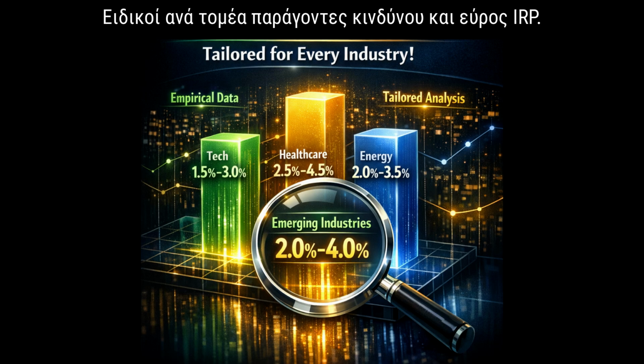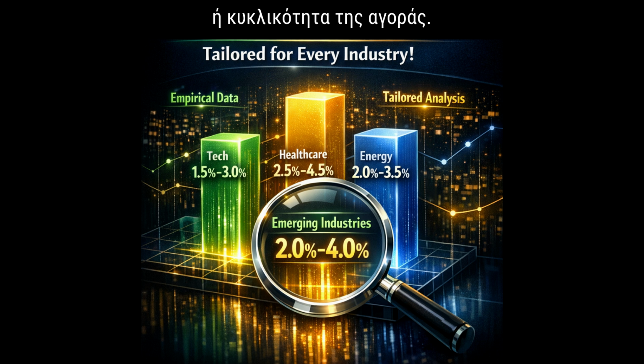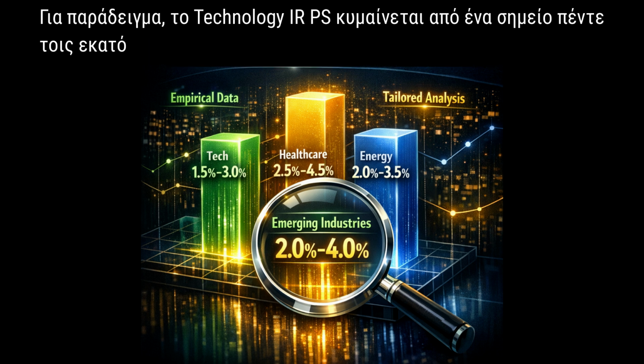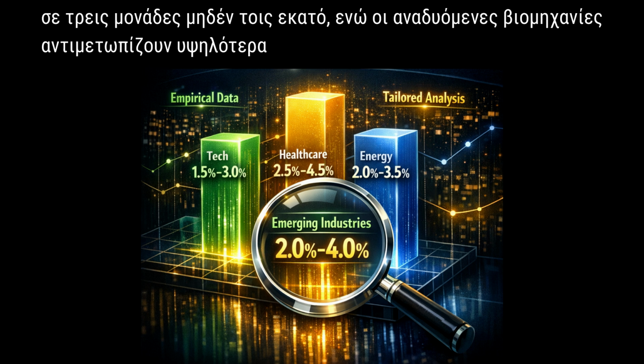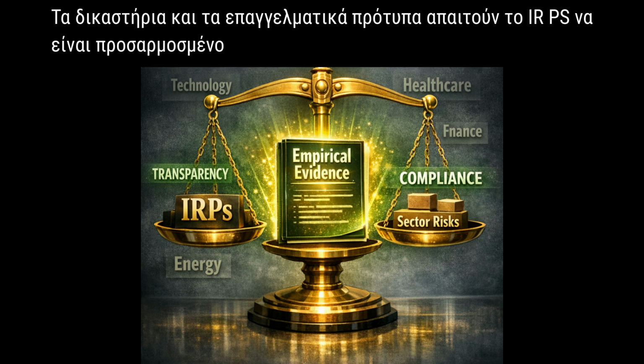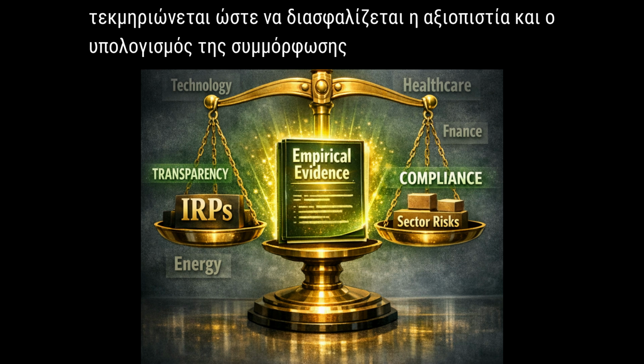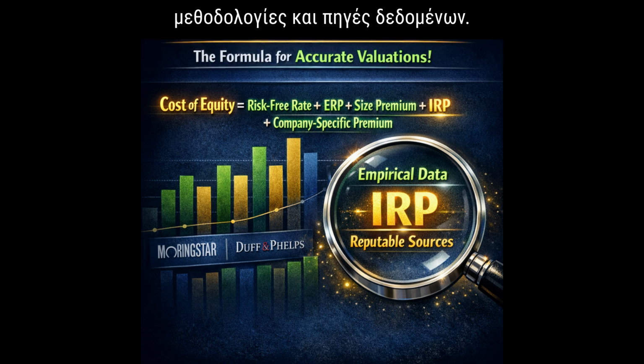Sector-specific risk factors and IRP ranges. IRPs vary by industry, reflecting unique risks like tech disruption, regulation, or market cyclicality. For example, technology IRPs range from 1.5% to 3.0%, while emerging industries face higher uncertainty at 2.0% to 4.0%. Courts and professional standards demand IRPs be tailored to industry-specific risks, supported by empirical data, and transparently documented to ensure credibility and compliance.